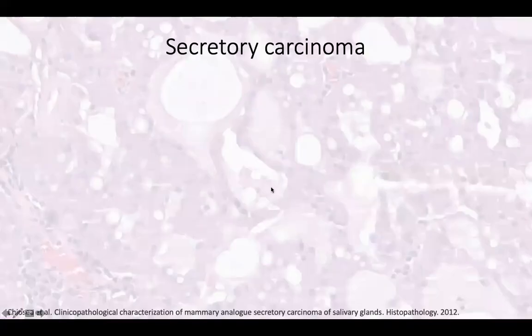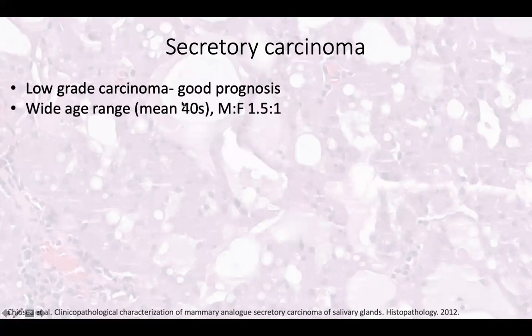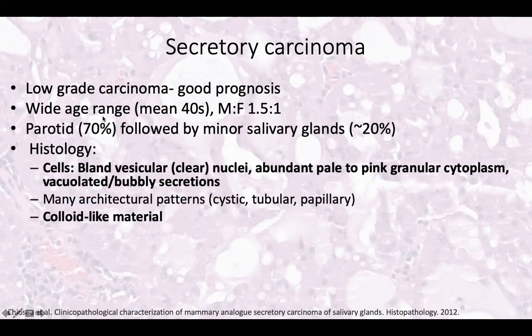So this used to be called mammary analog secretory carcinoma because there's a tumor in the breast which is morphologically identical and has the same translocation. But yes, this is secretory carcinoma. We just dropped the mammary part because the salivary gland is just as important as breast. So low-grade carcinoma with a good prognosis, wide age range, but usually patients in their 40s. You can see these in young patients as well, adolescents too. And this one actually does have a slight male predominance, which is slightly unusual. Most commonly in the parotid, followed by minor salivary glands.